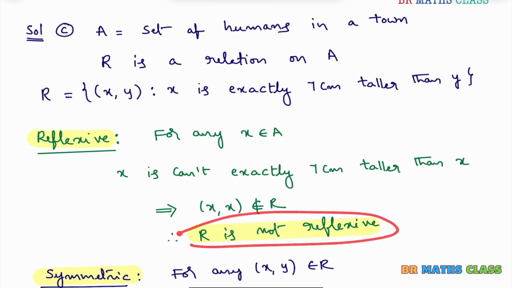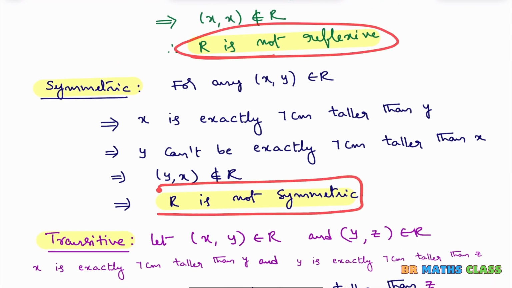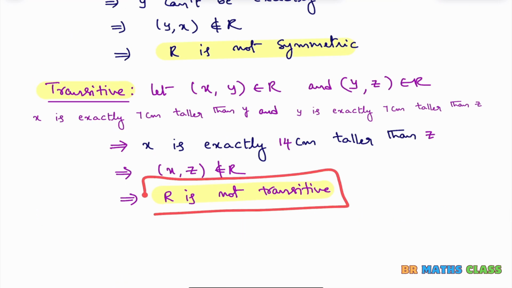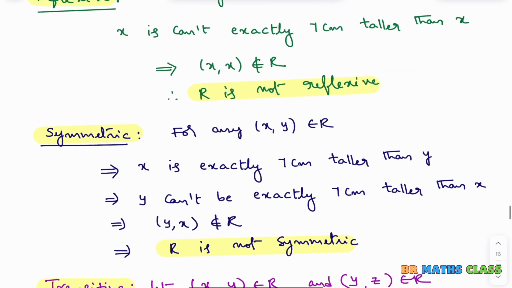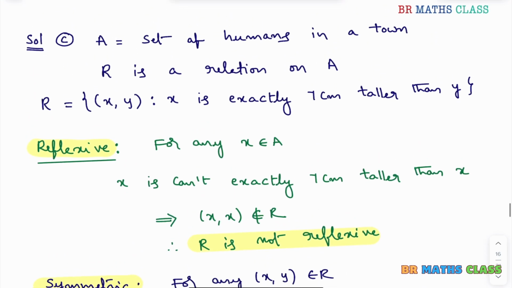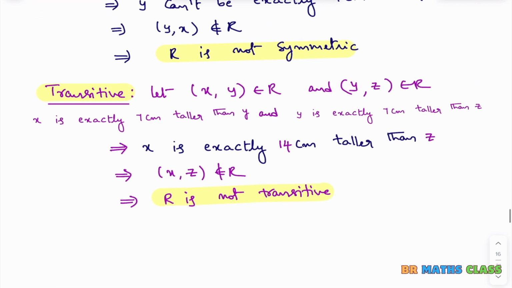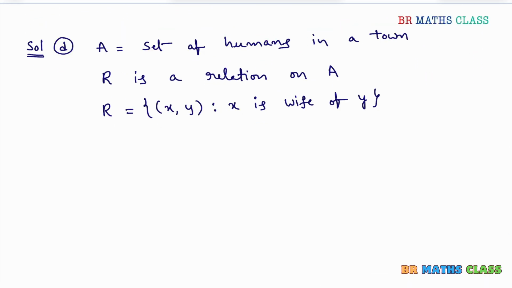Therefore, the given relation is not reflexive, not symmetric, and not transitive. I hope you understand the solution of this part. These are a bit easy. With a little bit of common sense, you can understand this solution very easily. Observe the next part in this question.